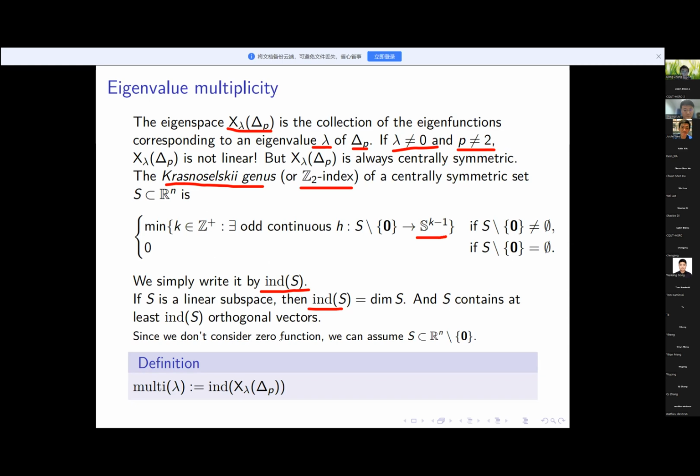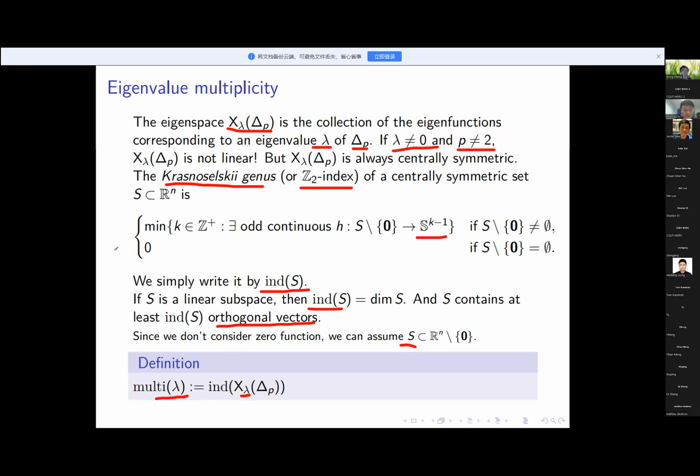In this talk, we don't consider zero functions, so we may assume zero is not included in S. And then we can define the eigenvalue multiplicity of the eigenvalue lambda as the Z2 index of its eigenspace corresponding to lambda.